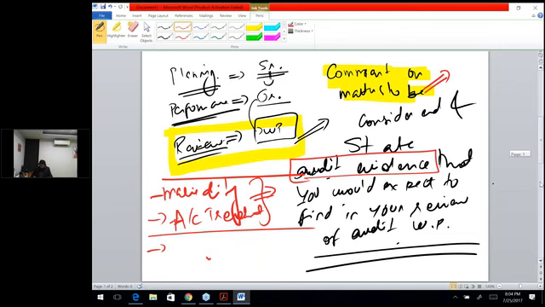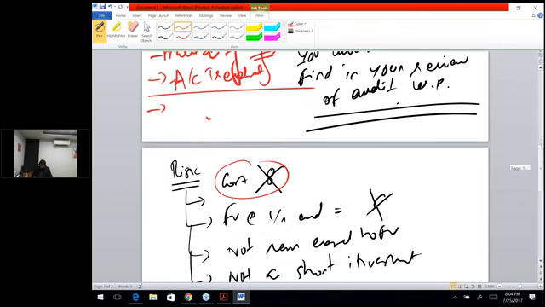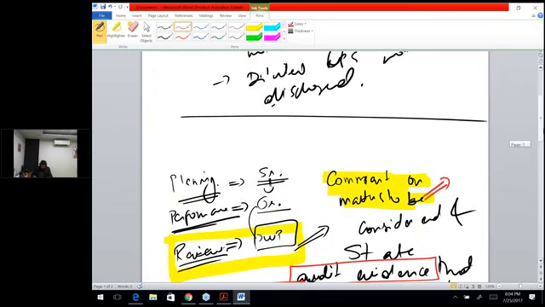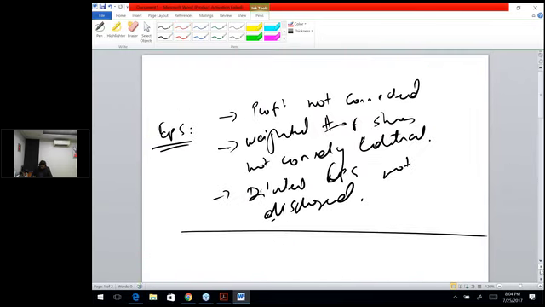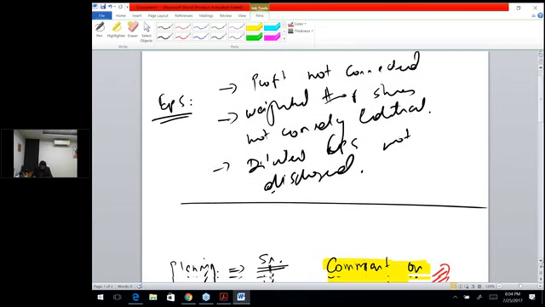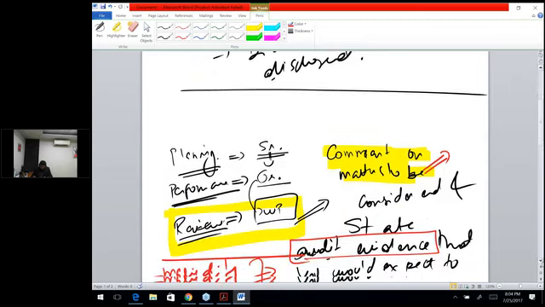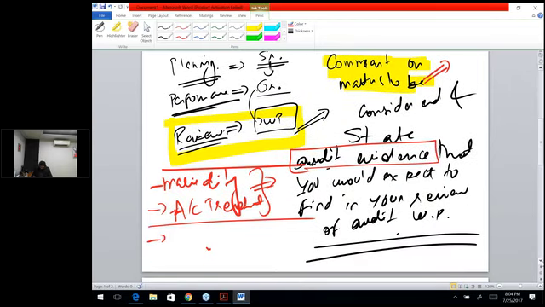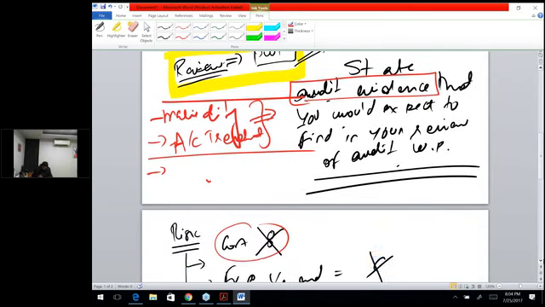Now, this is a very important area. I'm sure a lot of you would have made mistakes in this area also, because this is an area which is not well understood by the students. So as it says, comment on matters to be considered and state the audit evidence that you would expect to find in your review of the audit working paper. So let's just talk about it. We'll discuss what exactly it is and how we would actually deal with it.